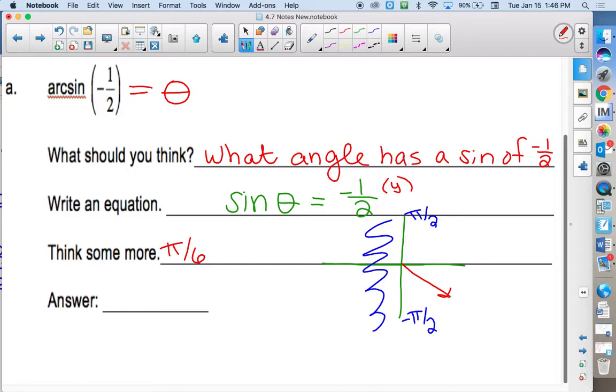So don't write this down yet, but just kind of show you. So if it was 11pi/6, here's 6pi/6, and then this would take us to 11pi/6. What's wrong with 11pi/6?